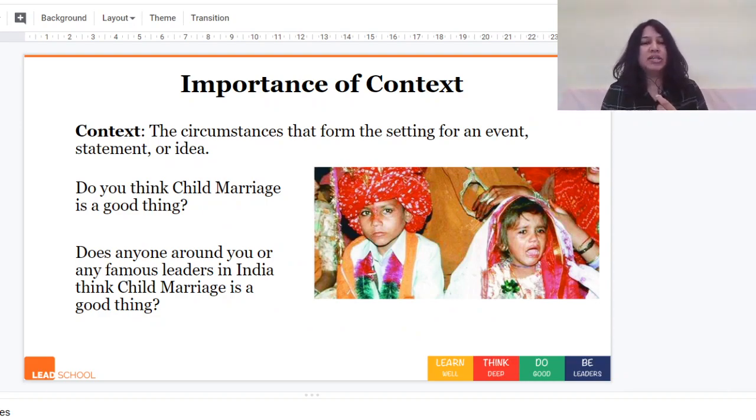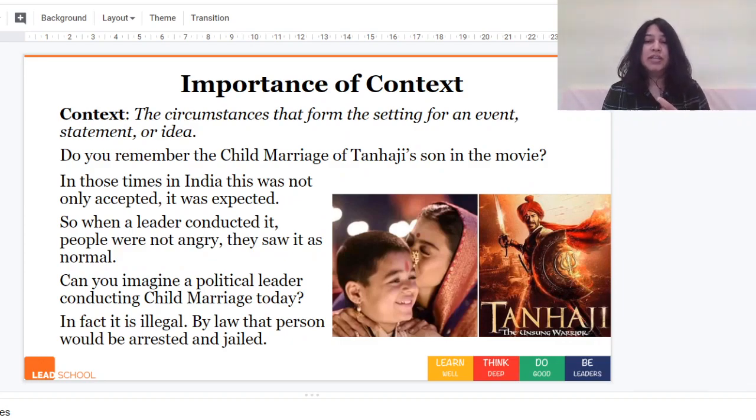Do you think child marriage is a good thing? Does anyone around you or any famous leaders in India think child marriage is a good thing? I'm guessing no, right? So let's look at the movie Tanhaji. Do you remember that his own son was part of a child marriage in this movie? But in those times in India, this was not only accepted, this was expected from everyone. So when a leader conducted it, people were not angry as they would be today. They saw it as normal.